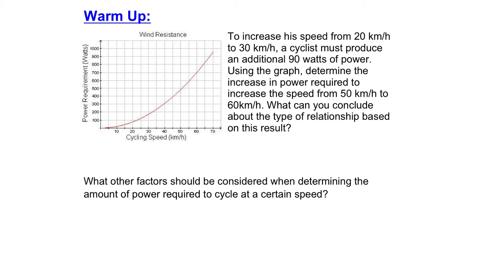What can you conclude about the type of relationship based on this result? And then, what other factors should be considered when determining the amount of power required to cycle at a certain speed? So pause the video, try to answer this, and then come back and see how you did.